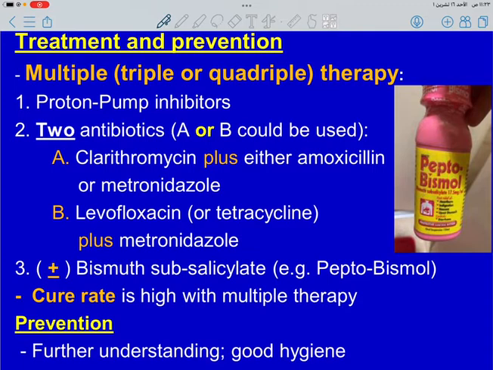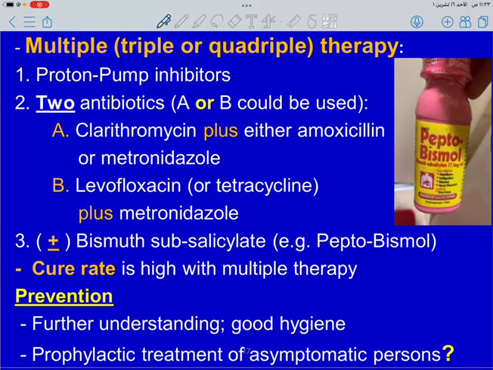شو هي الدراج؟ بروتون بامب انهبيتور. عارفين شو هي البروتون بامب انهبيتور؟ مو؟ اللي تقلل الاسيديتي مثل لازابرولول. اوكي؟ These proton pump inhibitors. And we can give two antibiotics. شو الانتيبيوتيك؟ Clarithromycin plus amoxicillin or metronidazole.